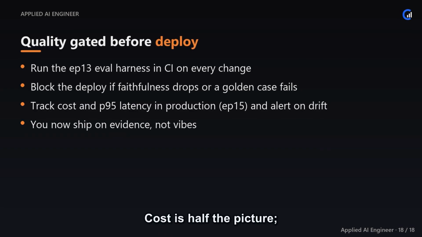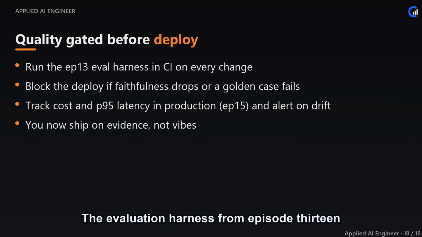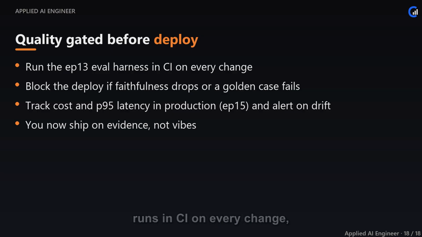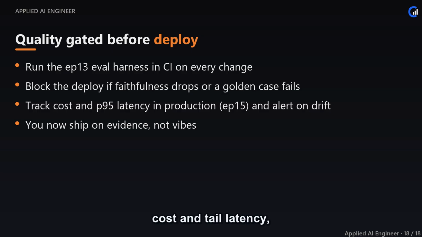Cost is half the picture, quality is the other half. The evaluation harness from episode 13 runs in CI on every change, and the deploy is blocked if faithfulness drops or any golden case breaks. In production, the observability from episode 15 tracks cost and tail latency, alerting you when either drifts. Put together, you ship on evidence: you know what Atlas costs, you know how good it is, and you'll know the moment either one slips. That confidence is the whole point of the production module.